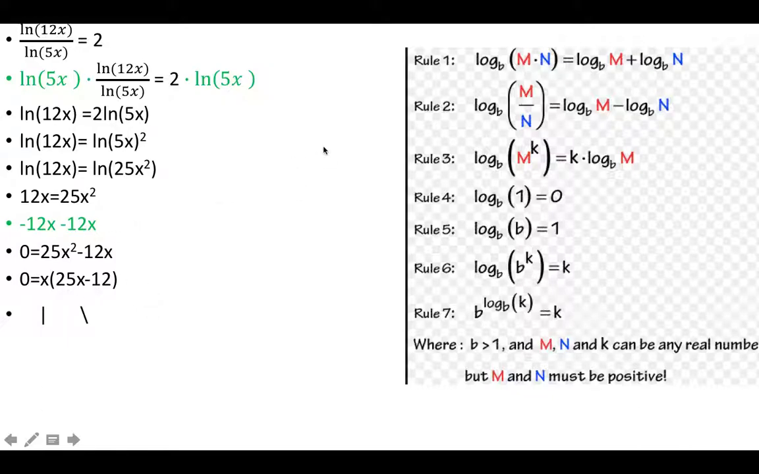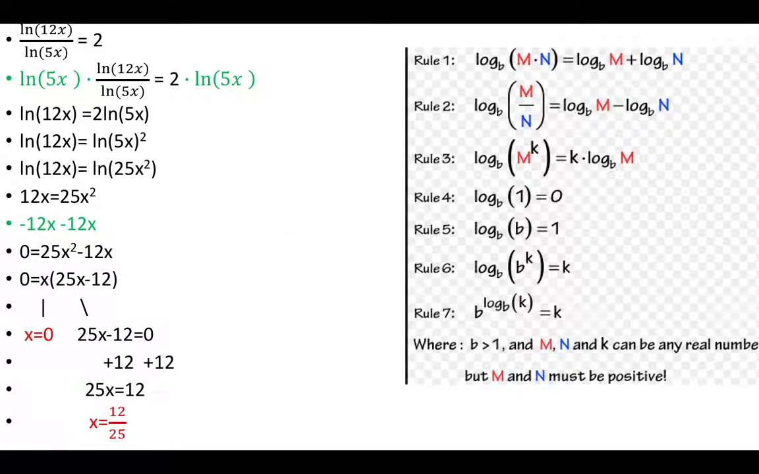I do remember that we have two solutions. x equals 0, and I have this one. Let's go ahead and solve. Divide both sides by 25. Here are your two solutions for this problem. Hopefully that wasn't too fast.